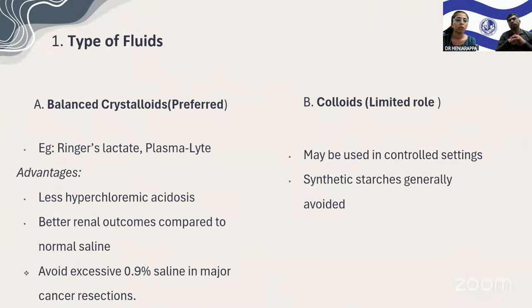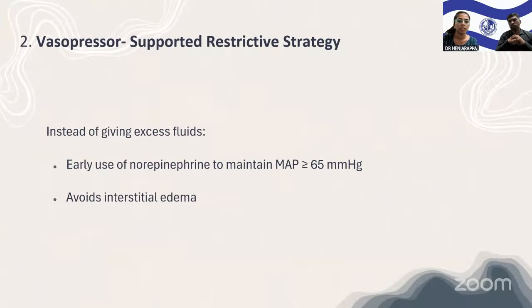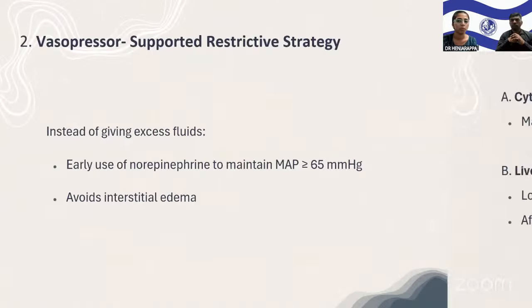And the fluid of choice is balanced crystalloids, Ringer's lactate and Plasma-Lyte. Colloids have a limited role. The synthetic starches are generally avoided because of their renal impairment risk. Vasopressor-supported restrictive strategy: instead of giving excessive fluids, early use of norepinephrine will be helpful. It avoids interstitial edema also.